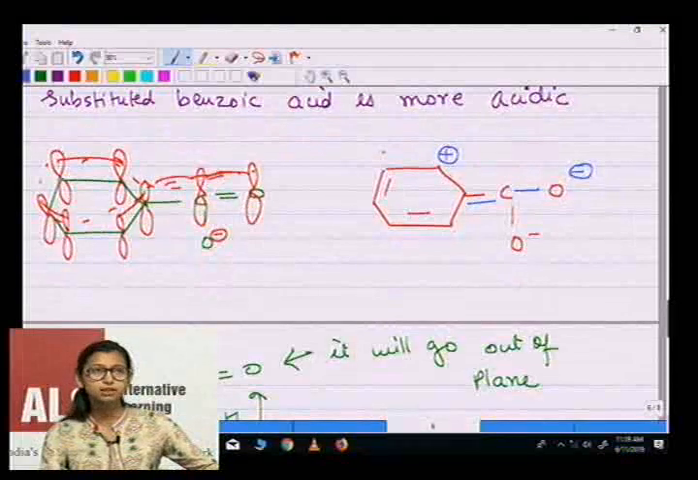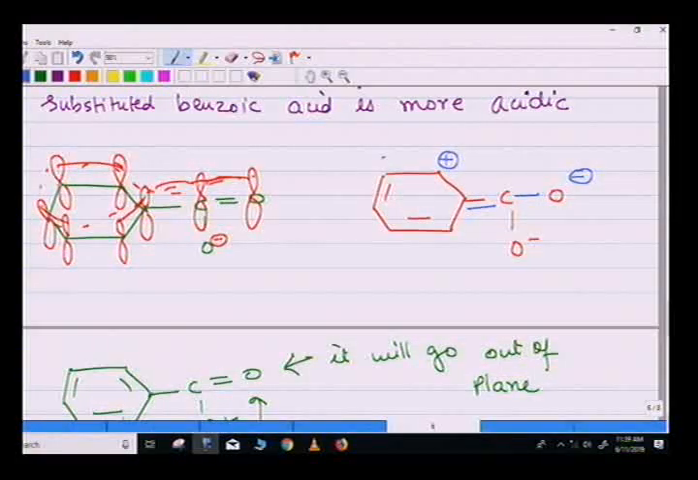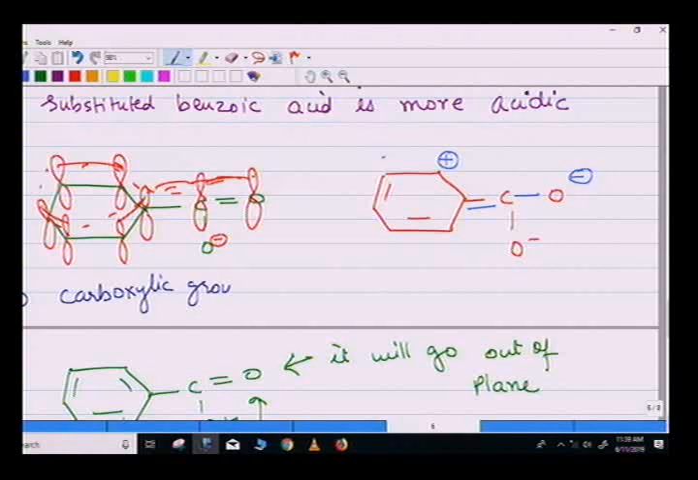I'm keeping the screen here. First you can draw only the carboxylic acid, and you can write that resonance is present everywhere. The carboxylic group has resonance with the ring also. Here you can write, I am writing it: the carboxylic group has the resonance with the ring.